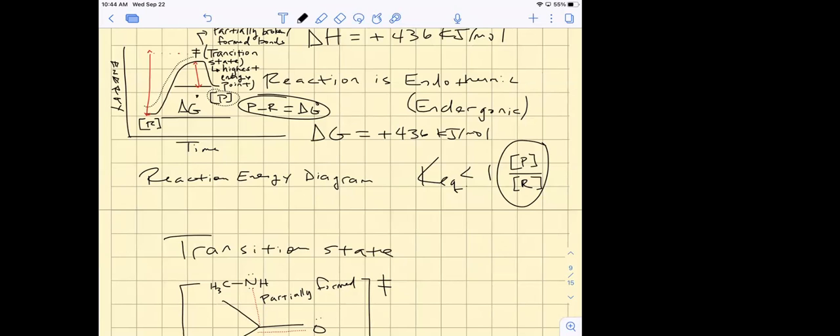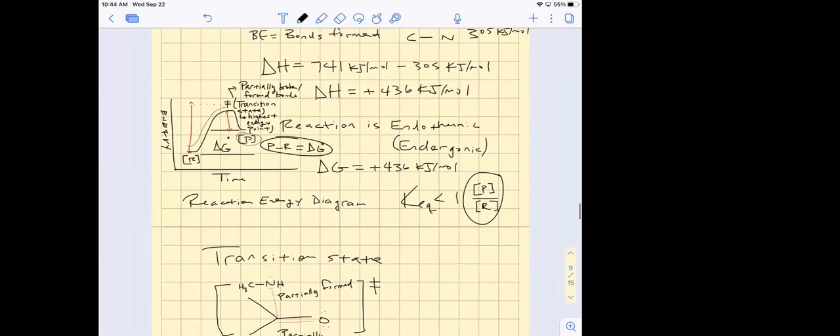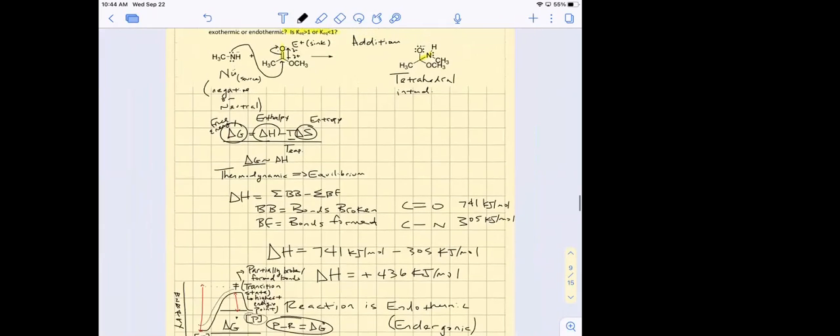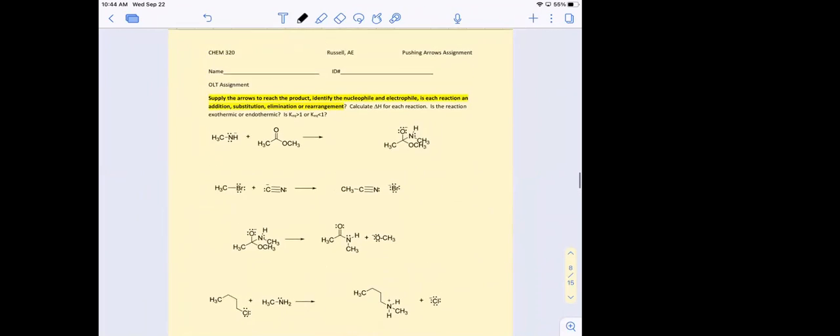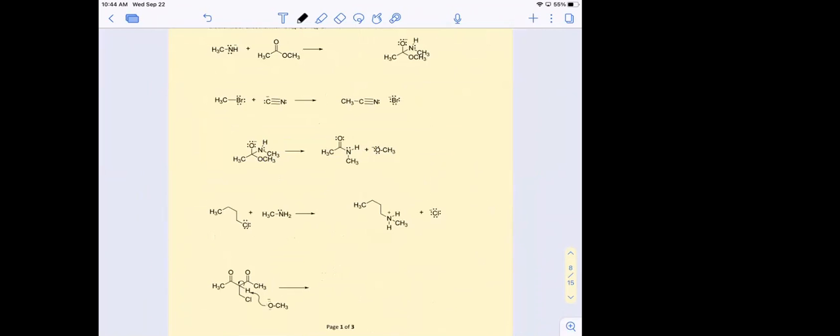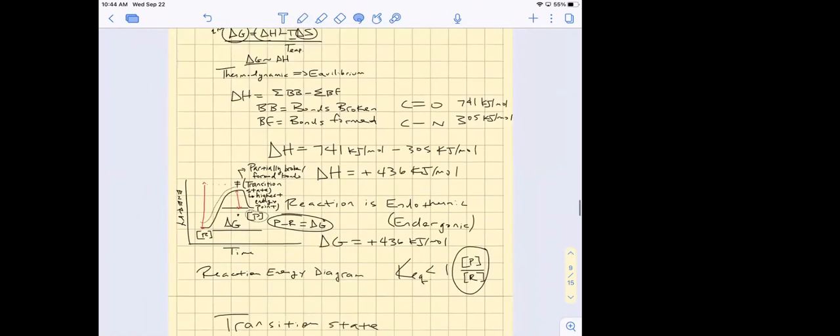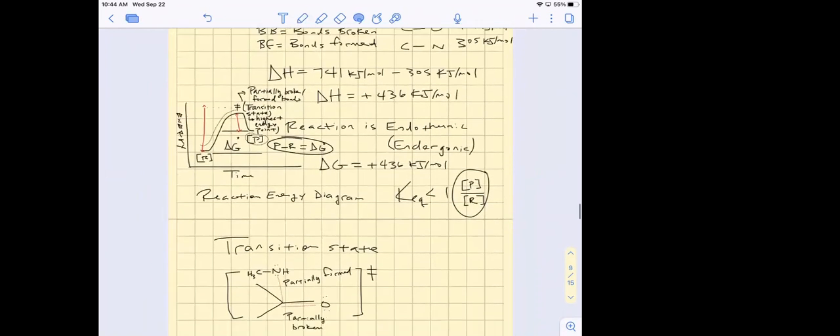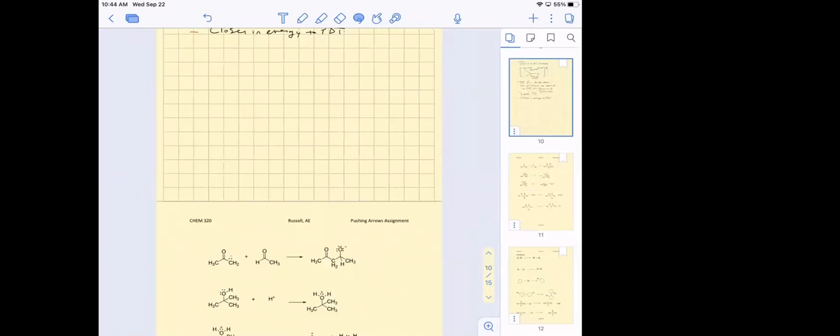Yeah, so we've calculated delta H. We know what KEQ is. We know how to tell if it's endothermic or exothermic. And so now let's look at, we got time. Yeah, we got time. We got 6 minutes. Let's look at another reaction. Let's look at the second part of this reaction. So we're gonna take this one, and I'm gonna paste it on a new page, and we're gonna work through it just like we did that.